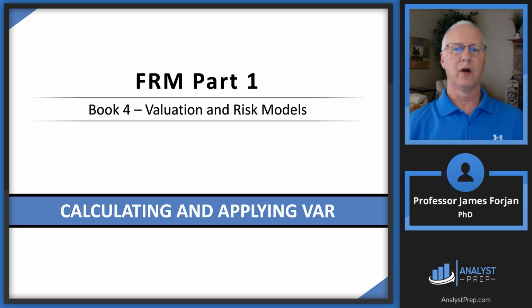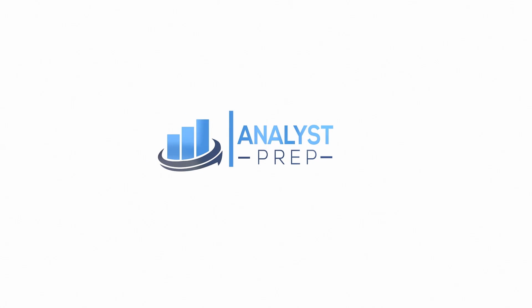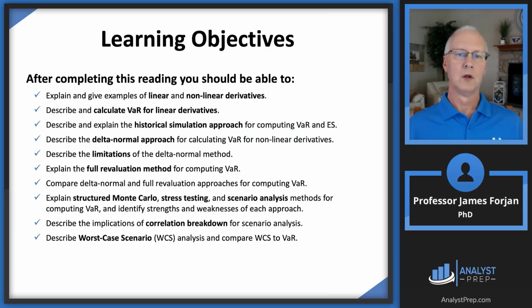This is FRM Part 1, Book 4, Valuation and Risk Models, and the chapter on calculating and applying value at risk. Now, from previous chapters, we know how to compute value at risk. The problem is the following.